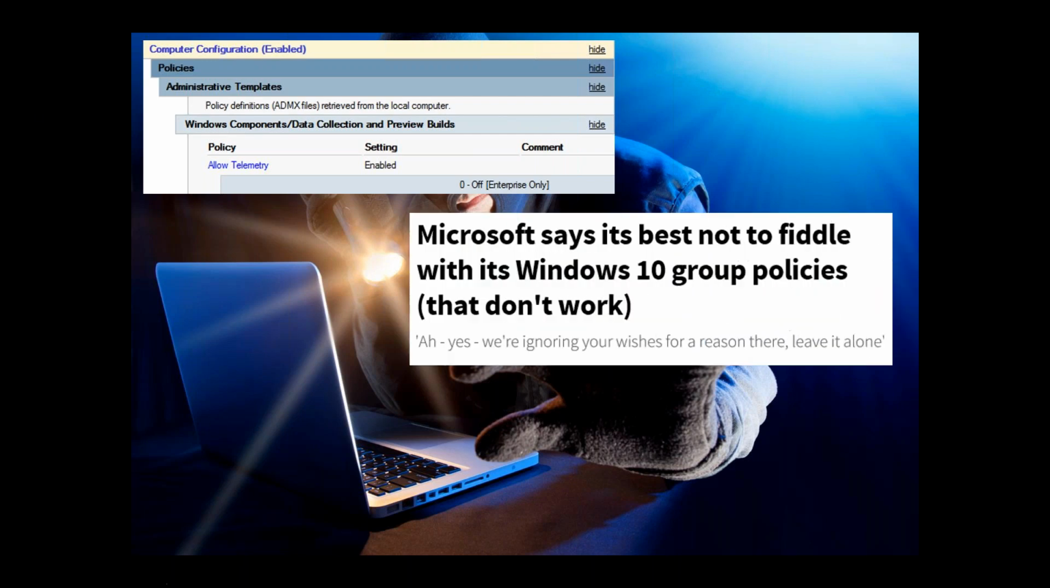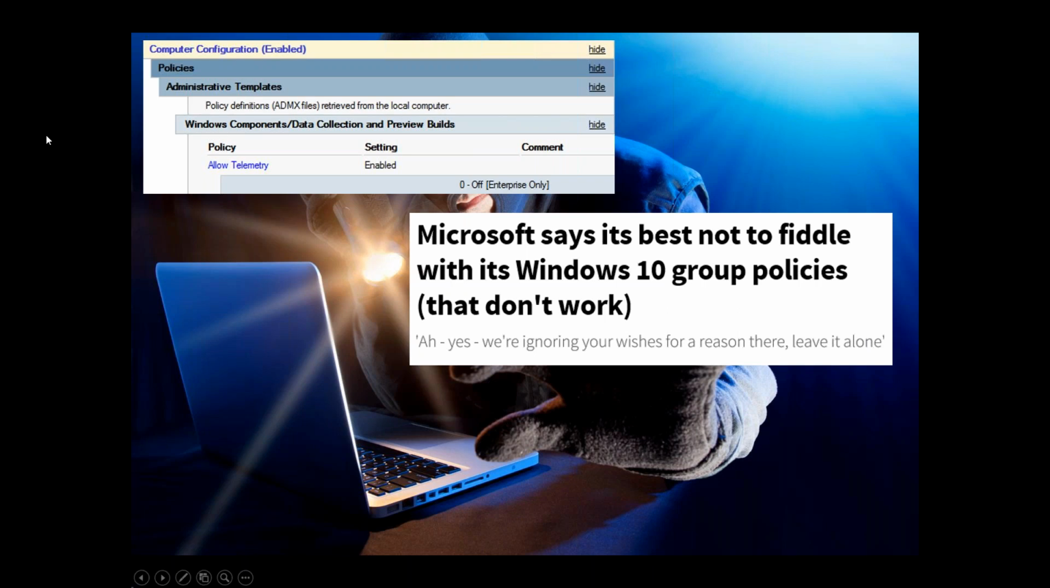Well, it turns out that some guy broke out Wireshark and basically said that, even if you've got this group policy enabled, you're still sending all of our data back to Redmond. And Microsoft said, oh, yeah, that's for a reason. You better leave it alone.